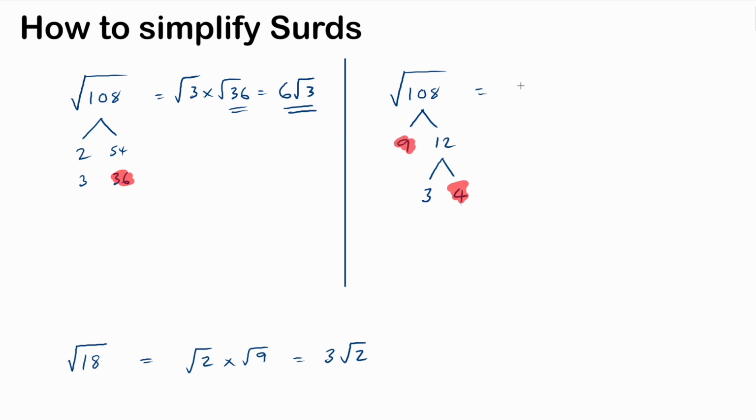So this is the same as saying square root of 9 multiplied by the square root of 3 multiplied by the square root of 4. Square root of 9 is 3, root 3 remains, square root of 4 is 2. 2 times 3 is 6, and you're left with exactly the same answer, 6 root 3. So the point of showing this is that some people have a different way through to get the answer, but the key thing is you keep breaking these numbers down until you can't go any further.